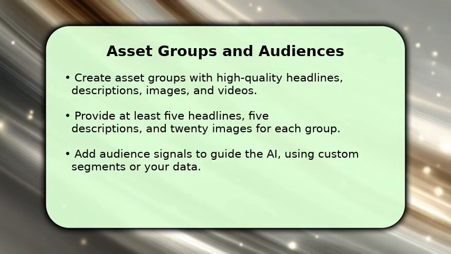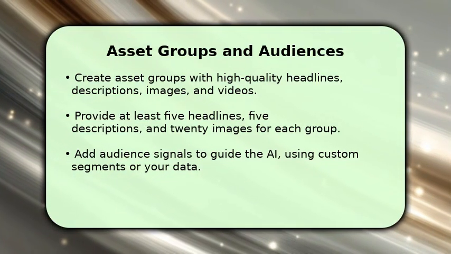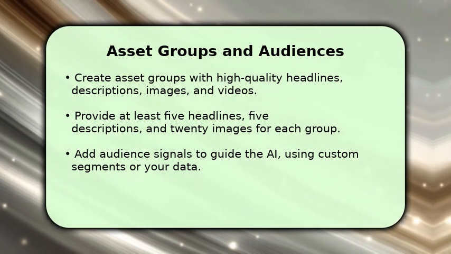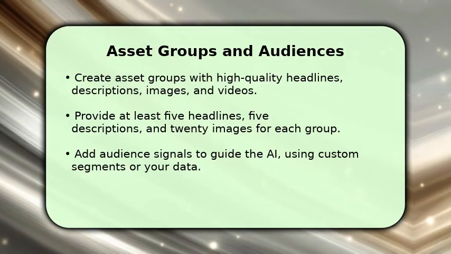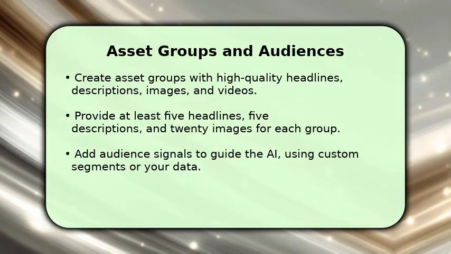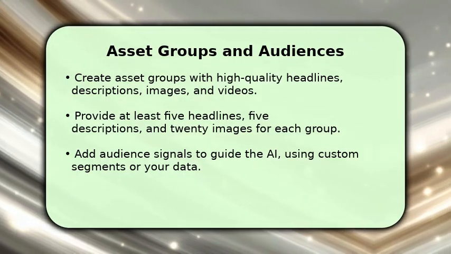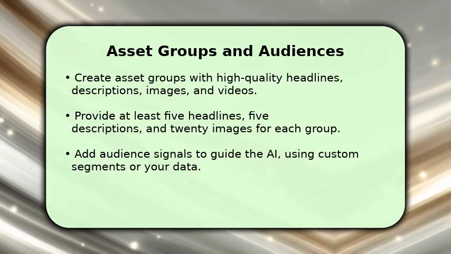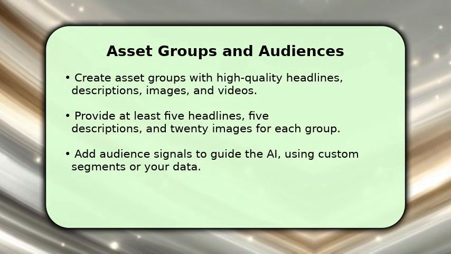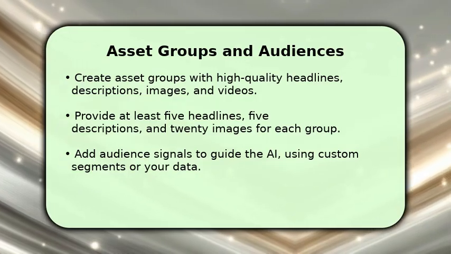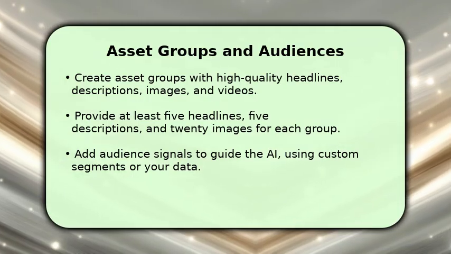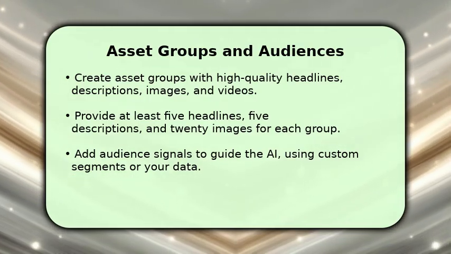Next, we'll build your asset groups. These are crucial for Performance Max. You'll need to provide a variety of high-quality headlines, descriptions, images, and videos. Aim for at least 5 unique headlines, 5 compelling descriptions, and 20 diverse images per group. Then, add audience signals. These signals, like custom segments or your own customer data, help Google's AI understand who you want to reach, improving targeting and campaign performance significantly.